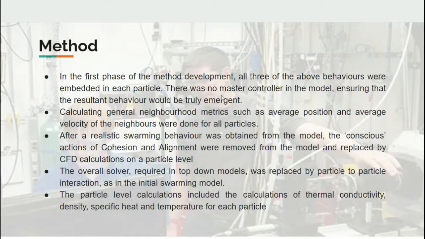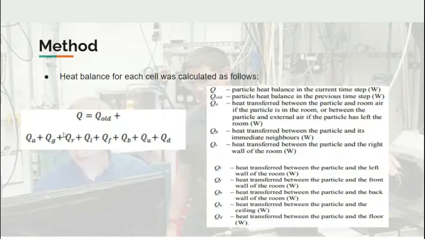Now that our model has a realistic swarming behavior, we will remove some conscious actions like cohesion and alignment from the model, and we'll replace it with particle-to-particle interactions governed by physical laws such as the law of thermal conductivity, density, specific heat, and temperature for each particle. And we'll also recalculate the average velocity and position metric for each particle in each timestamp.